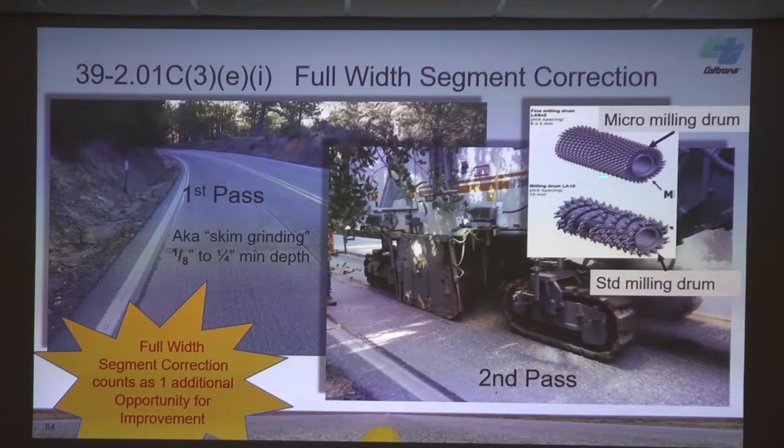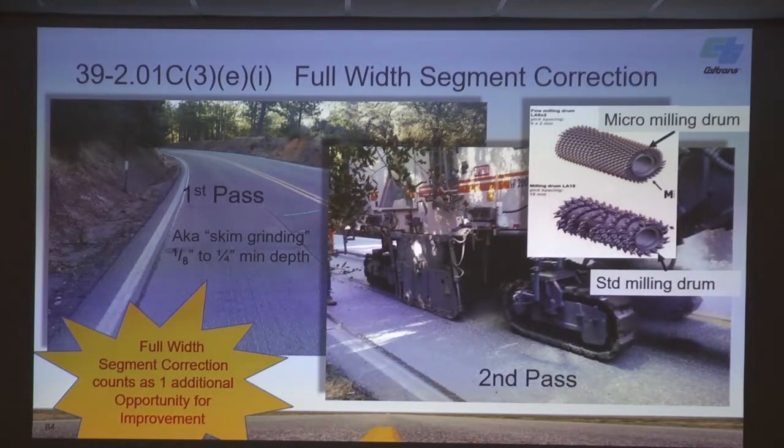Here's a picture of a micromill drum. Here's a standard drum, just in case anybody wanted to know what the difference is. The specs define what a micromill drum is, so it's got to have teeth that are closely spaced. Right now, the spec doesn't have a minimum depth of grinding. The intent is to kiss the surface with this micromill over the full 10th mile segment. We're trying to make the whole thing consistent, so it might be 1/16 of an inch in some places on average. It might be 1/4 inch. So here we were looking at 1/8 to 1/4 inch minimum depth.